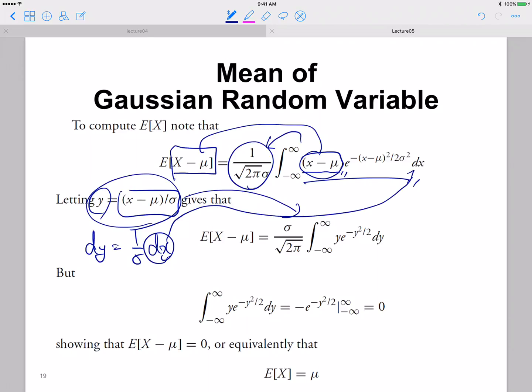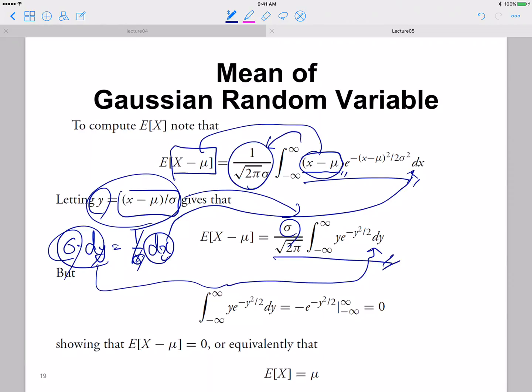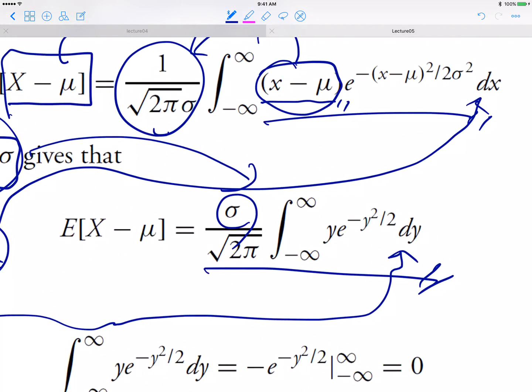So instead of dx, we put this here, right? And then this is coming out of the integral. Then we obtain this. Here we can see this value as 0, because what kind of function is this?